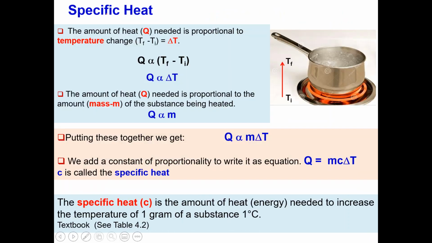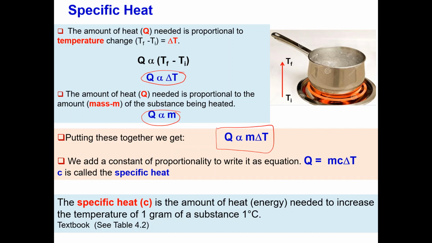Then let's review again. The heat is directly proportional to the change in temperature. More change in temperature, more heat. Yes, if the delta T is larger, the heat is larger. More mass, more heat. Yes, they are directly proportional. If we put these two equations together, then we have something like this: the heat is directly proportional to the mass times the change in temperature.